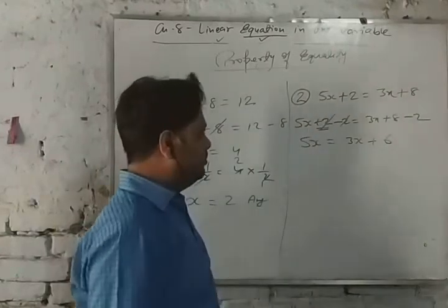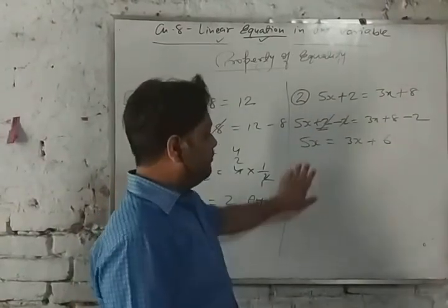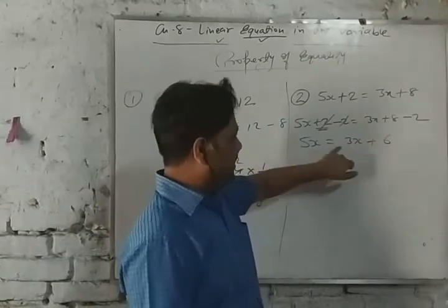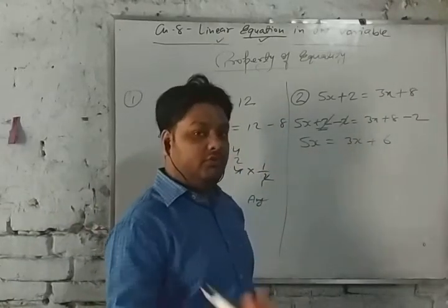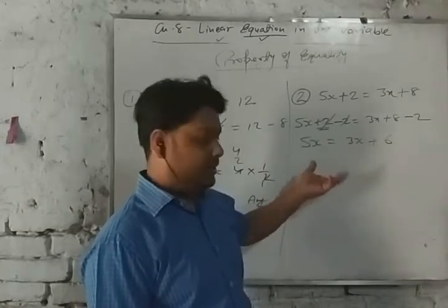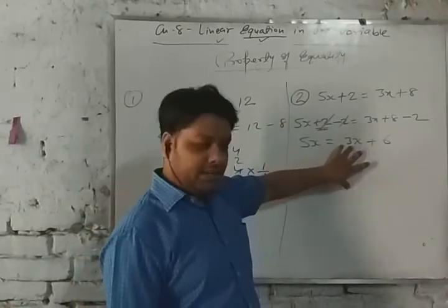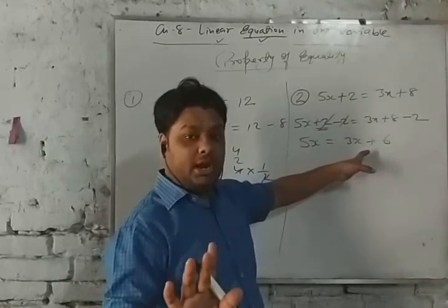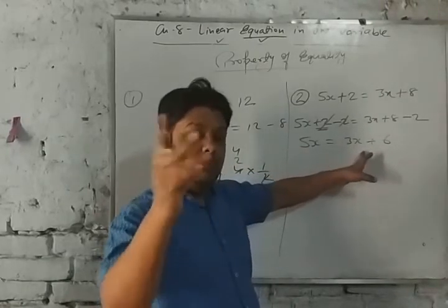Now after that, but before that, here we can see that both sides have a variable. So we will apply the third step first. Then we will use the second step. If there is a variable in RHS also, then we will use the third step first. Then we will use the second step.